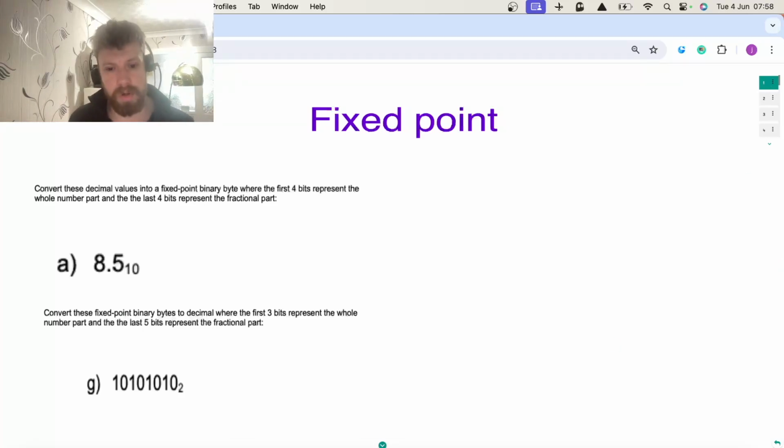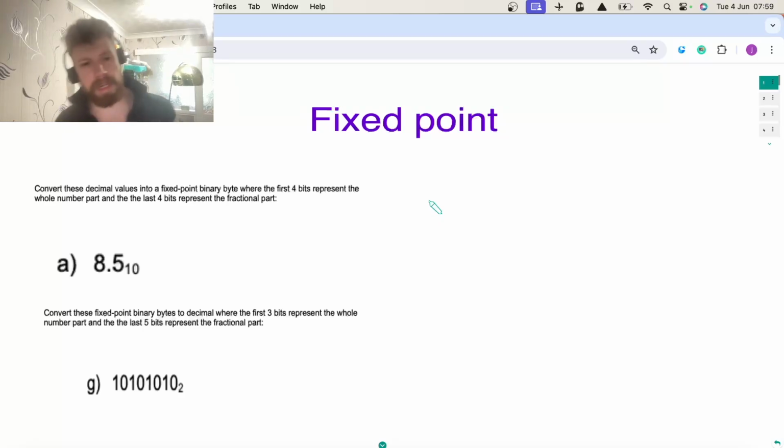The unit we're going to have a look at today is data representation. The data structures one, which is all stacks, queues, and things like that, do go check that one out as well. So first of all, we're going to look at fixed point.